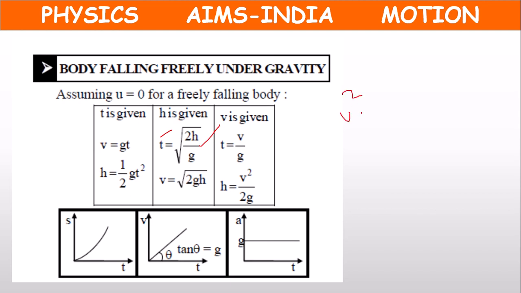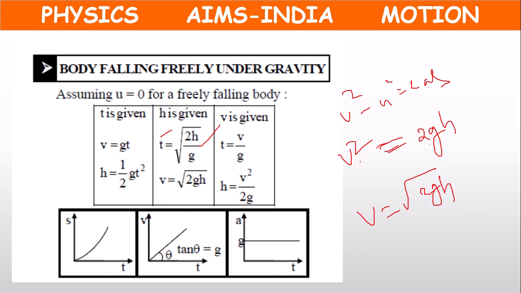Or suppose we take this formula, v square minus u square equal to 2as. u square is 0, no need to keep. 2 into a value g, s value h. v square equal to 2gh. v equal to root of 2gh. We can have this formula.